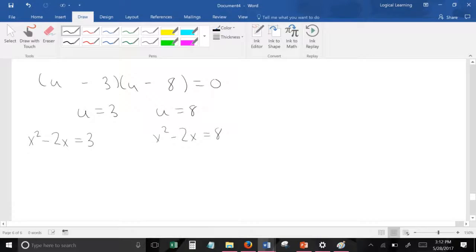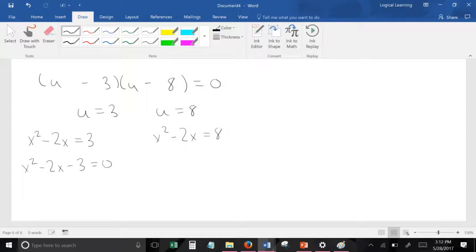Now we can solve both of these like our regular quadratic. So this first one, if we subtract 3 from both sides, we get x squared minus 2x minus 3 is equal to 0. And if we factor that out, we have x, and 1, and 3. We have a negative in the middle, so our negative needs to be bigger. And so we'll get x is equal to -1, and x is equal to 3.